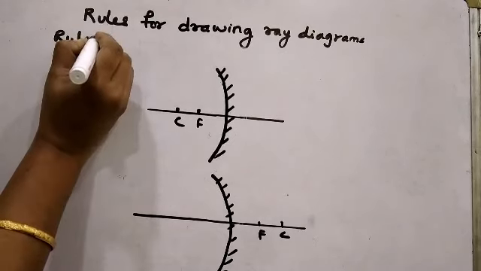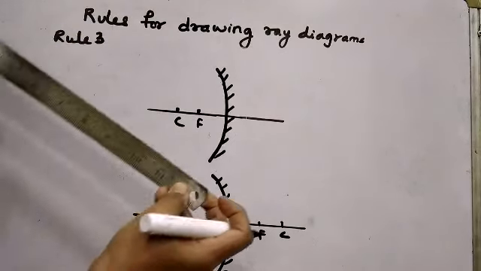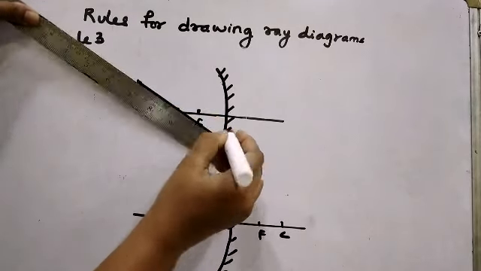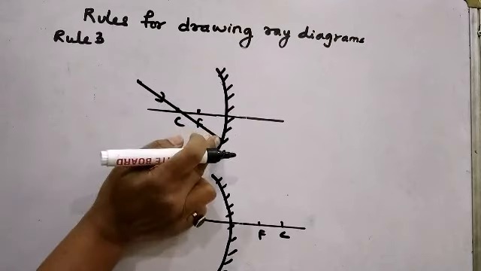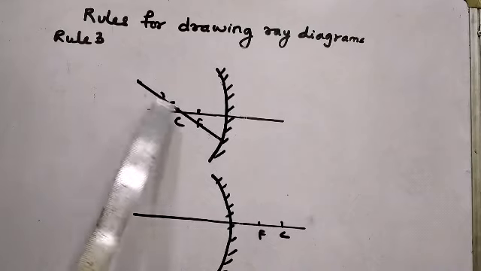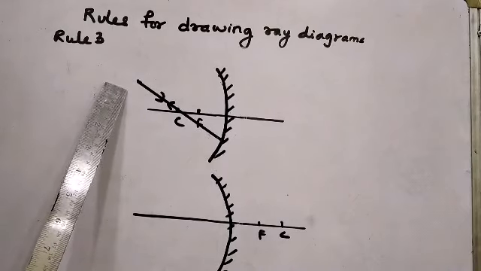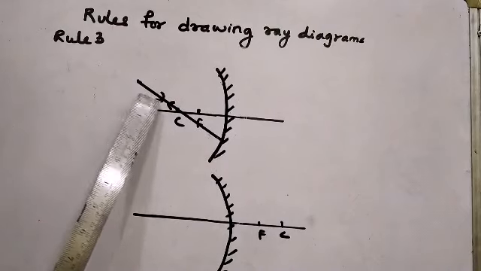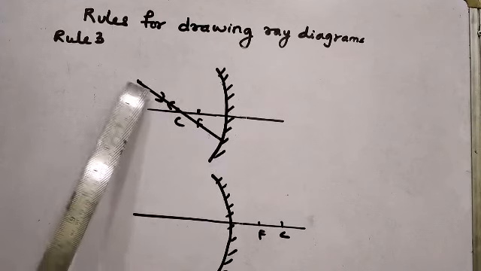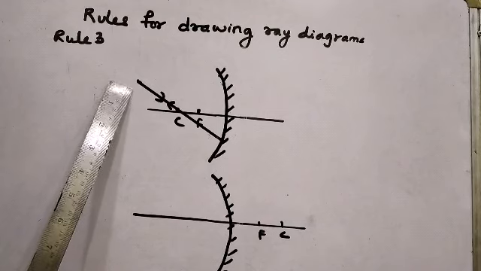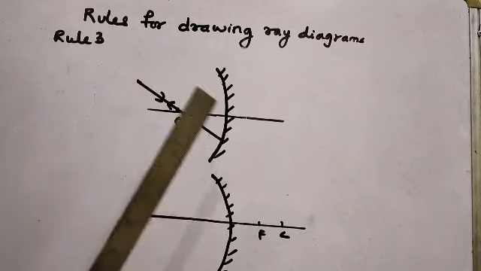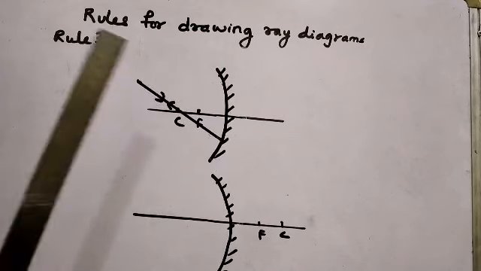Rule number 3 for a concave mirror is that if the incident ray passes through the center of curvature, then the reflected ray will trace back the same path. That is like this. So this is the incident ray and this is the reflected ray. The reflected ray will not get deviated, it will not pass through the focus, it will not be parallel, but it will trace back the same path.